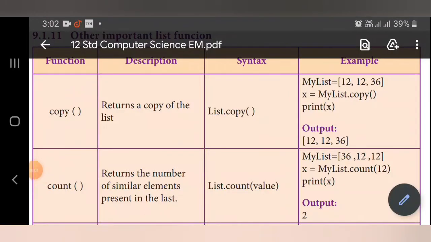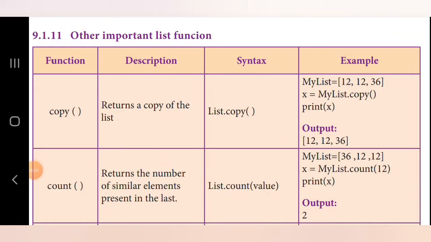Students, now in this video we are going to discuss 12th standard computer science chapter 9: list, tuples, sets and dictionary. In the last class we discussed what is meant by list, and how to create a list by using the range function. Now in this class we are going to discuss important list functions. What are the built-in list functions used?